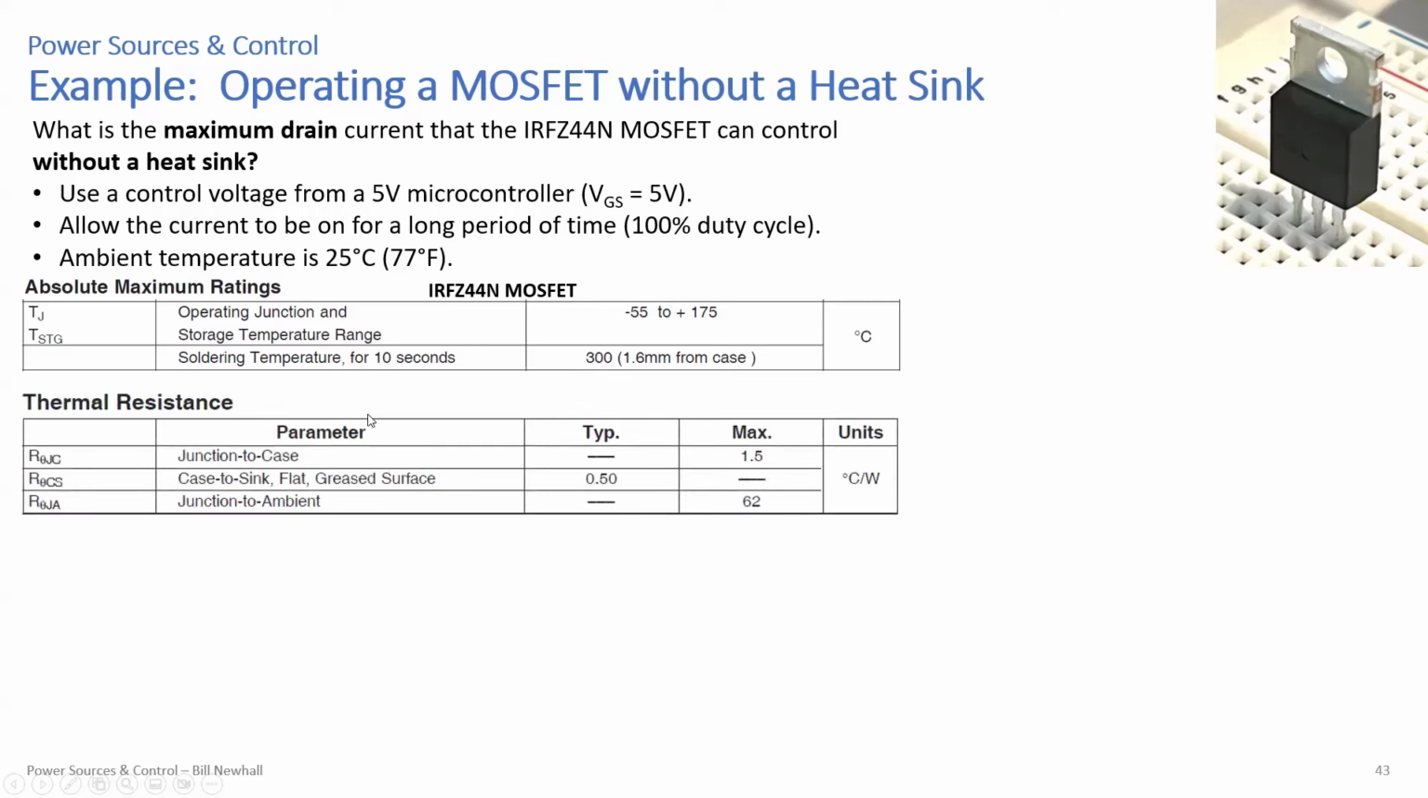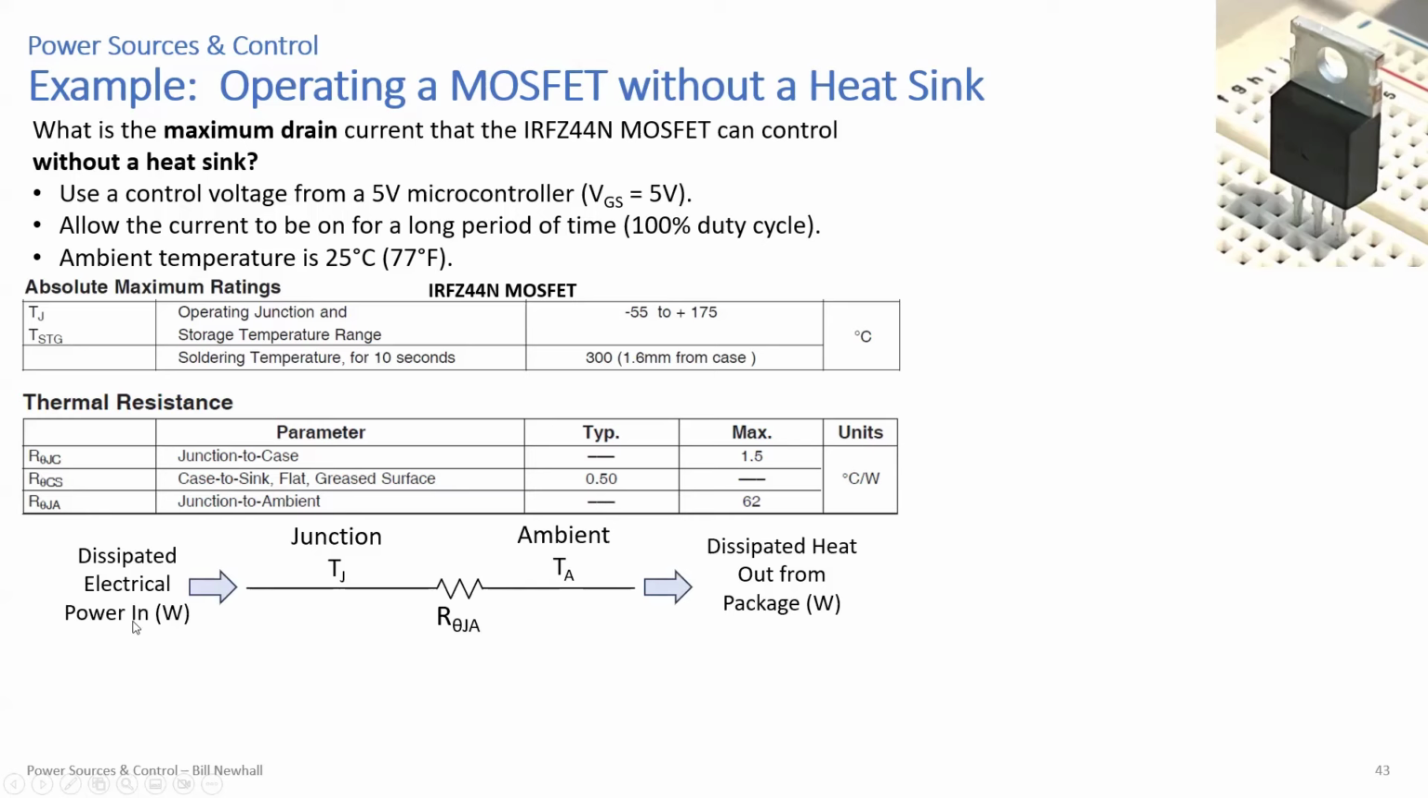Okay, and then some thermal resistance values are given. Junction to case resistance, 1.5 degrees C per watt. Case to sink with a flat surface and with thermal grease on it, right? There are these conditions. 0.5 degrees C per watt typical. And then there's a junction to ambient. Okay, so those are the 3 values that are given in the data sheet.